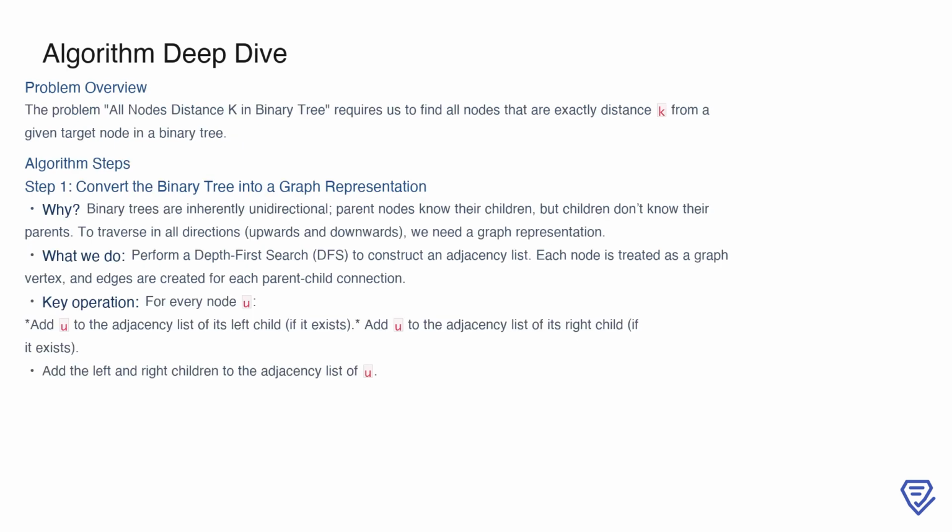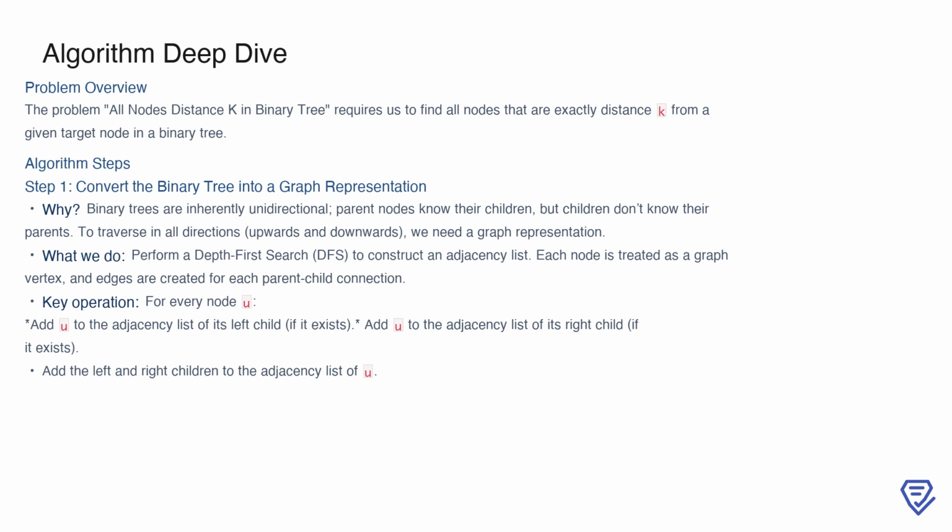The problem, All Nodes Distance K in Binary Tree, asks us to identify all nodes that are exactly k edges away from a given target node in a binary tree. To solve this, we need to consider the tree's structure. In a binary tree, parent nodes are aware of their children, but children don't know about their parents. This one-way relationship limits our ability to traverse the tree in all directions.